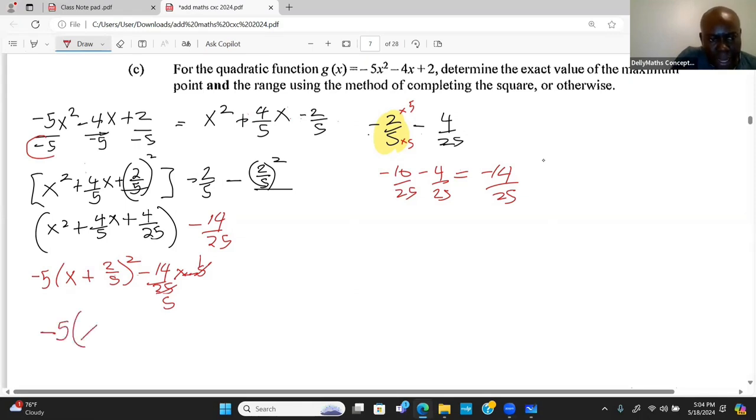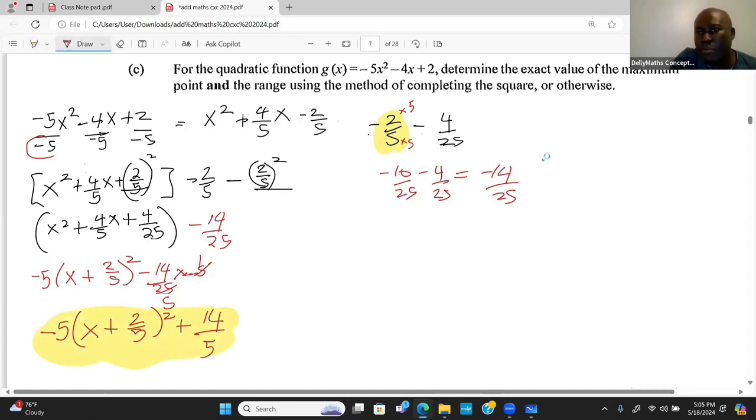Negative 5, open bracket, x plus 2/5, this is going to be squared. And then this is going to be positive 14 over 5, all right? So it's going to be 14 over 5 because the negative and the negative, so this becomes positive 14. So let me highlight the response. This is the answer right here. This is what we're going to use to get our answers.